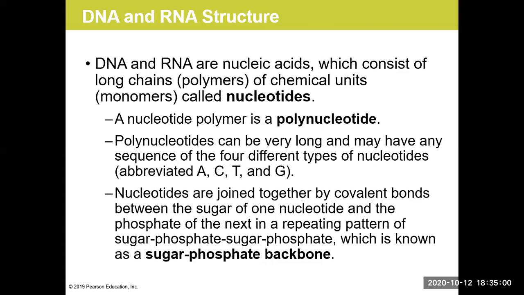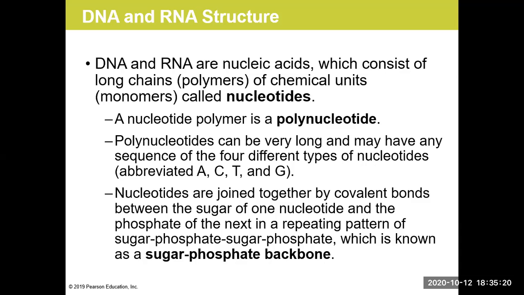So what are DNA and RNA? Both DNA and RNA are made up of nucleic acids. These are polymers which are made up of single units called monomers. Polymers means long chains, and these monomers are called nucleotides. Therefore, both DNA and RNA are polynucleotides. That means these are long chains made up of those nucleotides.